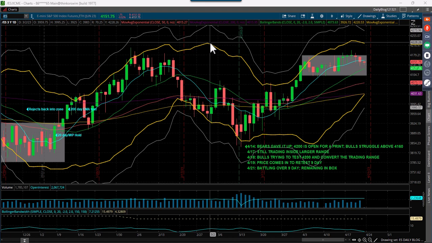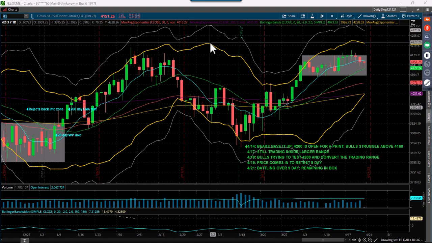All right, daily chart. We drew our box. We're still in the box. The blue line there is the 9-day. You can see the 20-day starting to lift as a function of time to deal with price.